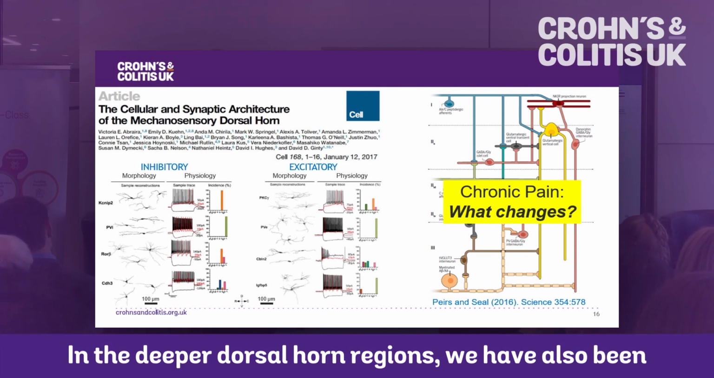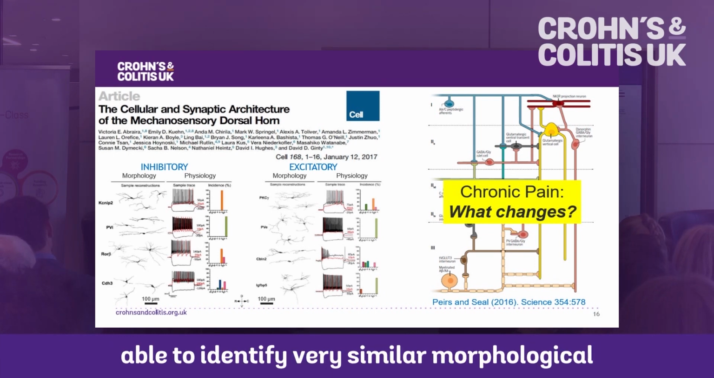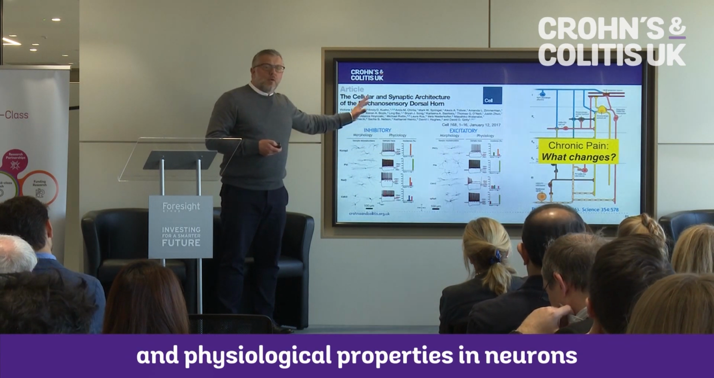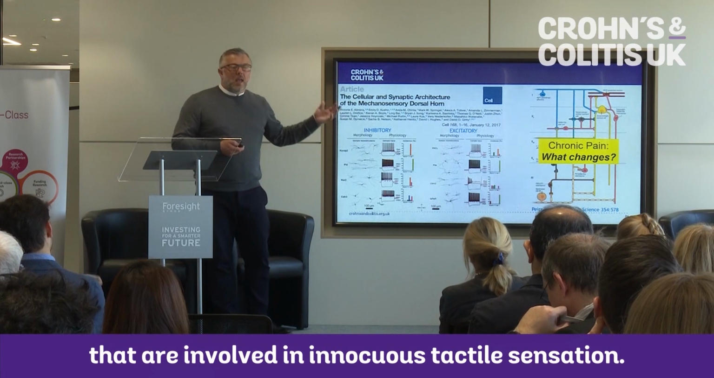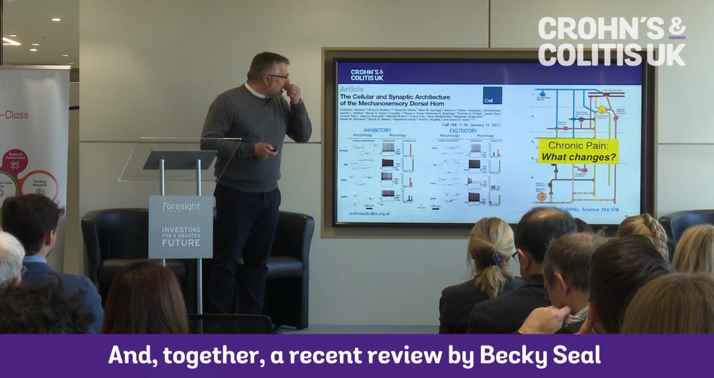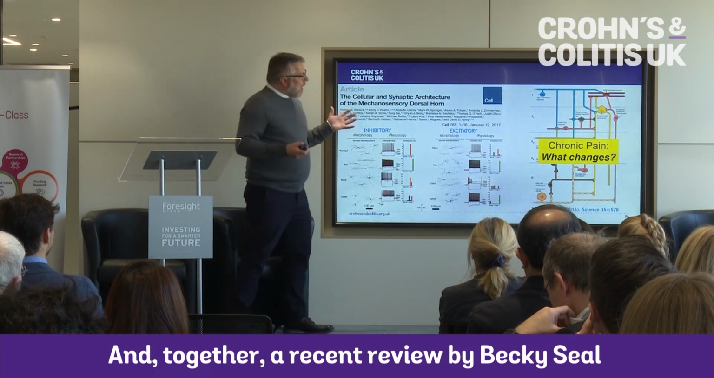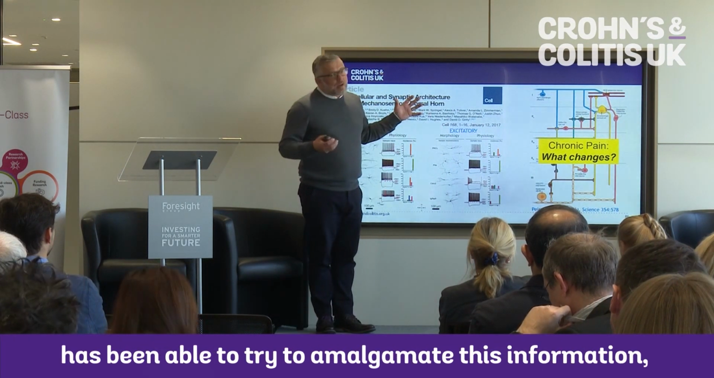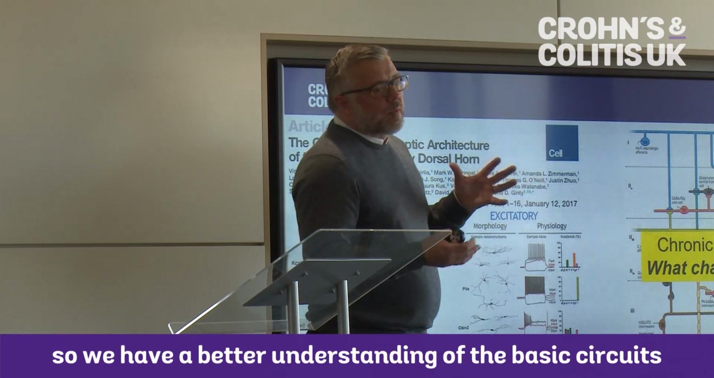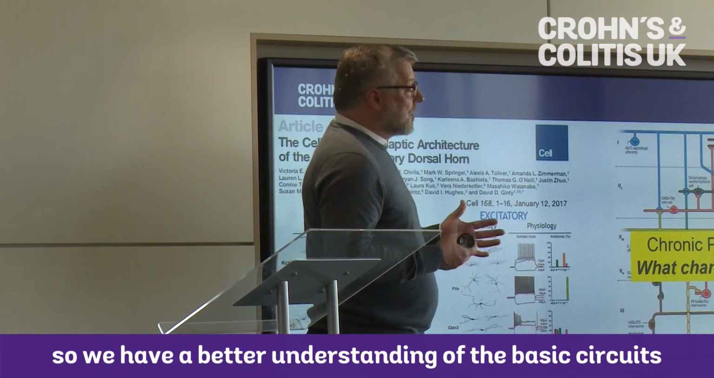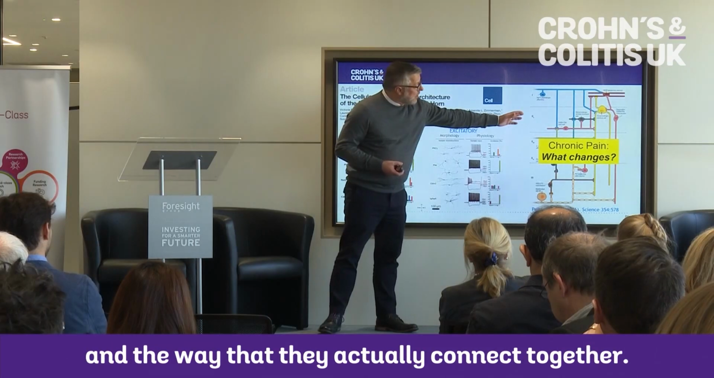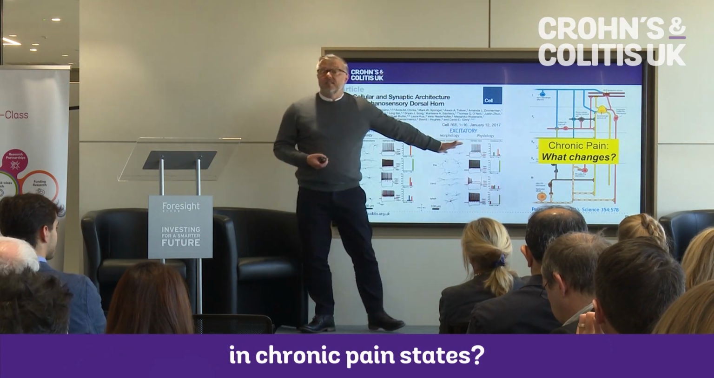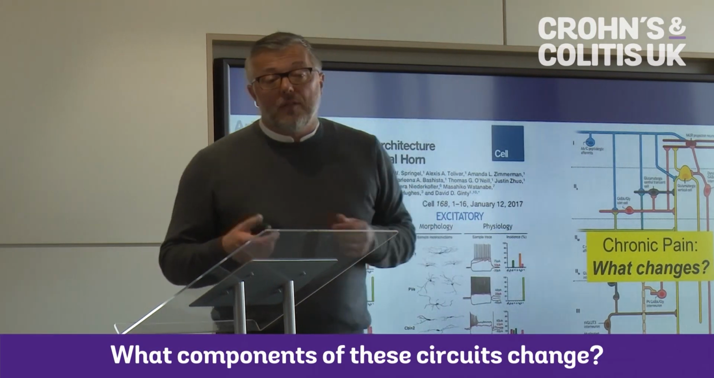In the deeper dorsal horn regions, we've also been able to identify very similar morphological and physiological properties for neurons that are involved in innocuous tactile sensation. And together, a recent review by Becky Seal has tried to amalgamate all this information so we've got a better understanding of the basic circuits and the way that they connect together. But the main question is, what changes in chronic pain states? What components of these circuits change?